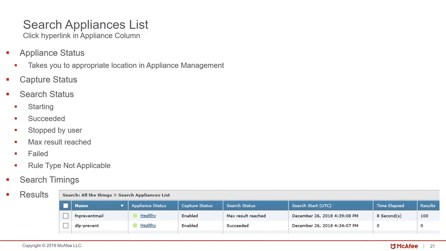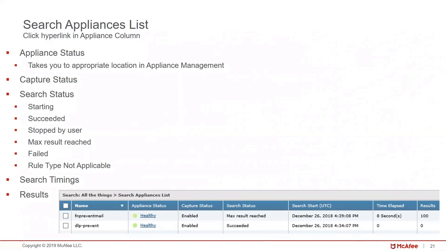You'll also see that the healthy status is actually a link. If you click on that, it will take you to the appliance management console in EPO, which displays further detailed information regarding the health and status of your appliances. So it's just another way to get to the appliance management console for your appliances.